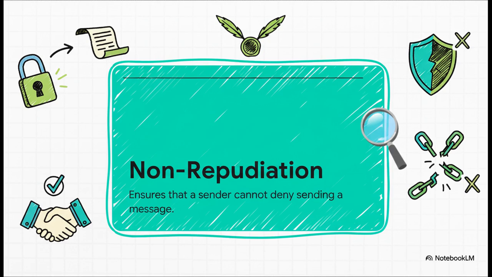All of this together gives us a really important property with a fancy name: non-repudiation. It sounds complicated, but it just means the digital signature is such strong proof that the sender can't turn around later and say, nope, wasn't me. It provides proof of origin, which brings real, solid accountability to our digital world.